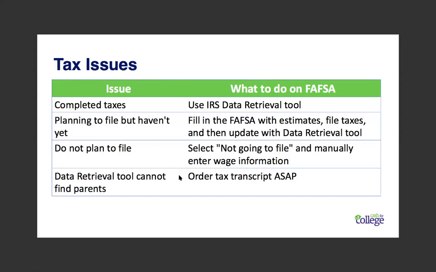Because they're going to want to know how the parent provided for the student. How did you survive through the year? Did you have food stamps? Did you have income from Social Security, or whatever the situation may be? There will need to be some type of documentation, and they'll have to list out all of their income and then provide documentation. If the data retrieval tool cannot find the parent, then while you're doing the FAFSA, go ahead and order a tax transcript. Get that in the mail so that they can turn that in.